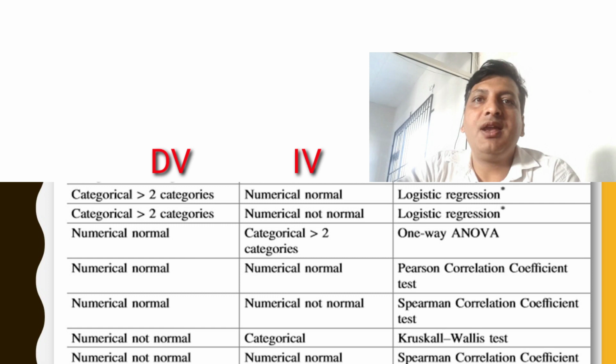That means if you have an independent variable numeric and dependent variable is also numeric, but dependent variable is not normally distributed, then the test is Spearman correlation coefficient test. Clear? And if both the variables are given in the form of numeric and both are found not normally distributed, then also we can go for the test called Spearman correlation coefficient test. So this table you can refer to choose the appropriate statistical test.